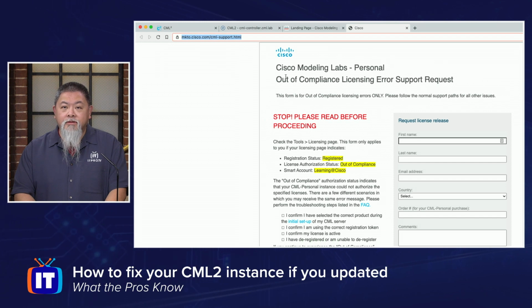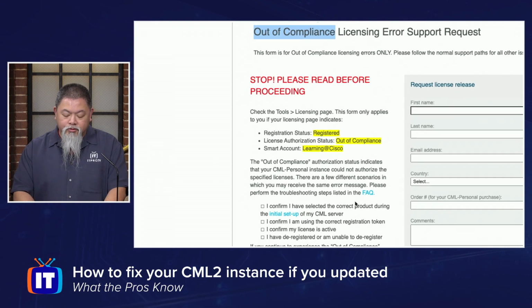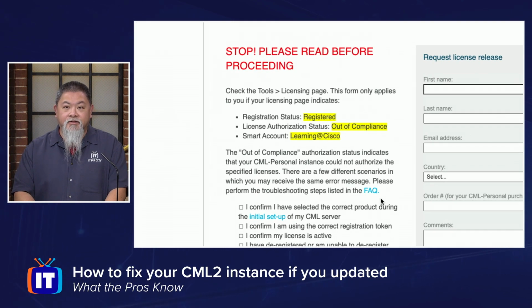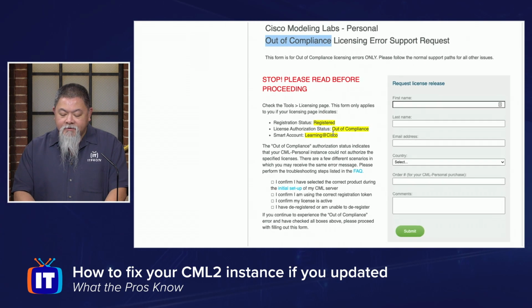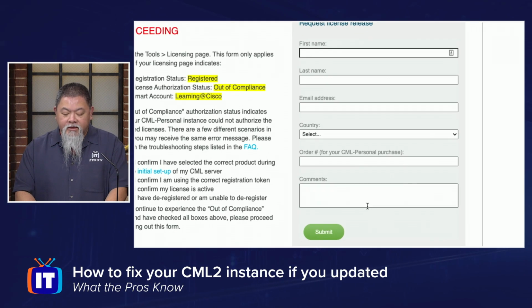And when you do so, what you're looking for is, here is the key term, out of compliance. If you don't see that out of compliance message where I showed you, then this is not the page for you. And the great thing is they'll lead you through multiple troubleshooting steps listed here if that's not your case. So what you're looking for is registered and then out of compliance, okay? And then you have to make sure that your smart account reads this way. If it does, you fill this out right here, and you give it all that you need.